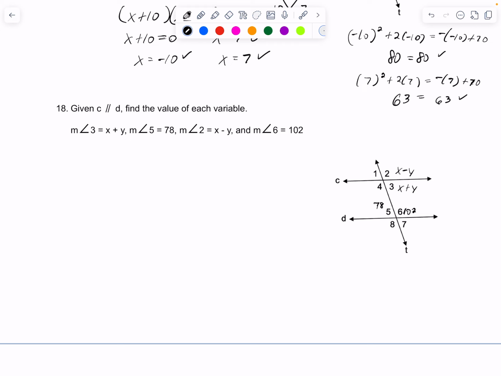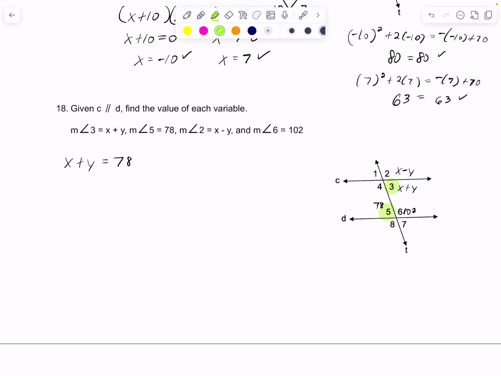Okay, so you've got options here. You've got a couple of different things you could do. What I did to solve this was I first looked at angle 3 and angle 5 are alternate interior angles. So those are going to be congruent. So I did x plus y equals 78.